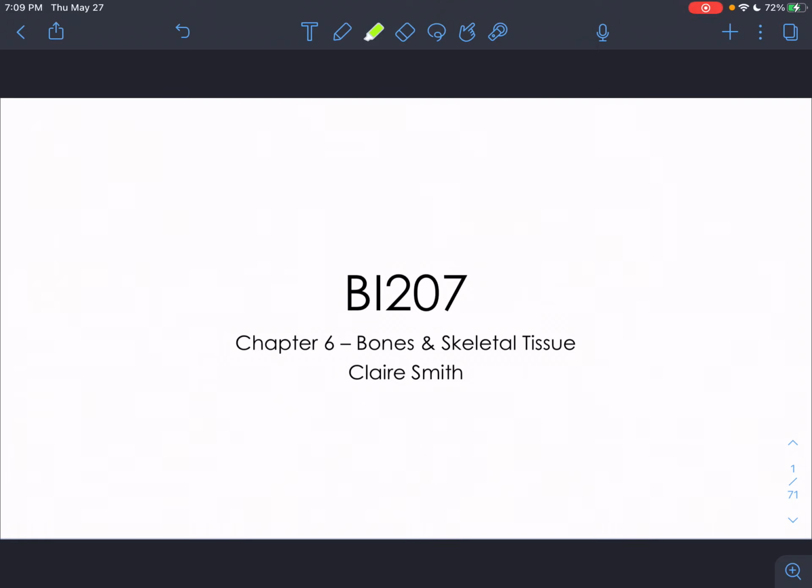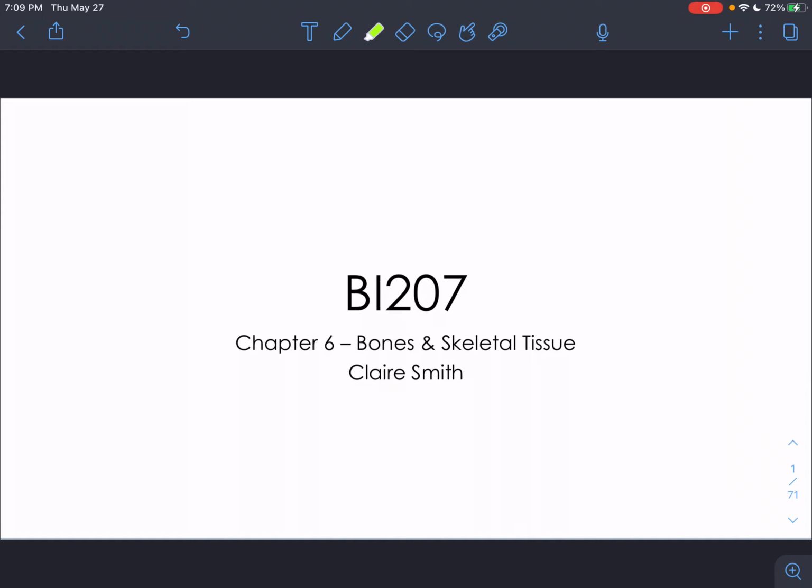Hello everyone. This lecture is going to be covering chapter 6 from your Marrow text, which is on bones and skeletal tissue. So we're not actually going to be talking about all the bones in our skeleton. I'll name a few of them. But you will be spending time in lab to learn the names of all of the bones and all of the little markings on the bones.